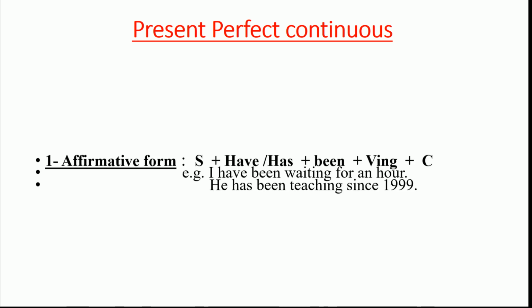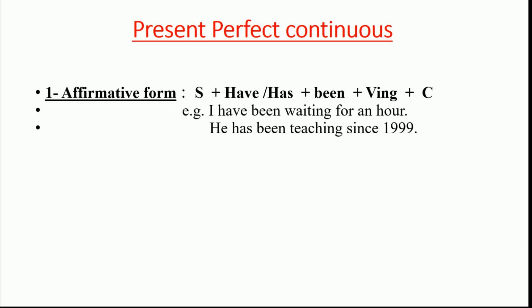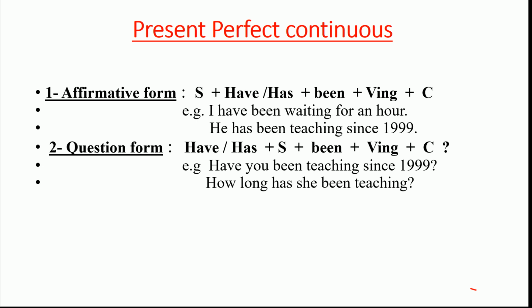Present perfect continuous. The affirmative form is subject, have or has according to the subject, been plus verb-ing plus the complement. Example, I have been waiting for an hour. He has been teaching since 1999. About the question form, we have or has according to the subject, then subject, been, verb-ing, complement and the question mark. Example, have you been teaching since 1999? How long has she been teaching?